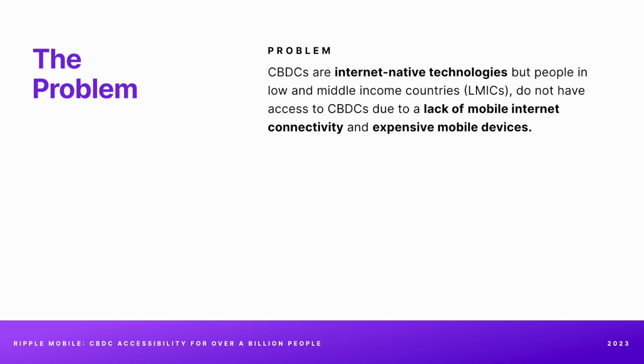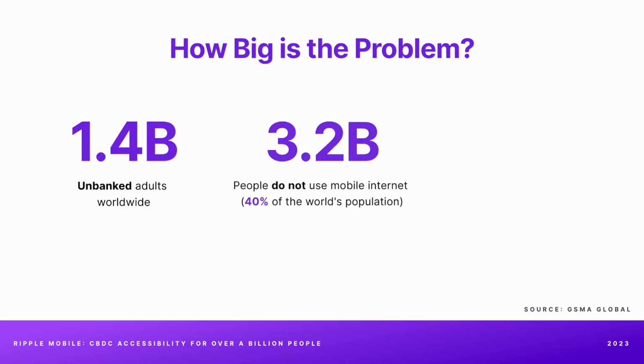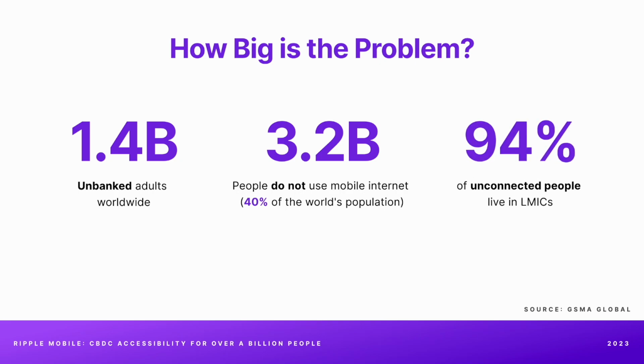CBDCs are internet native technologies, but people in lower middle income countries do not have access to CBDCs due to a lack of mobile internet connectivity and expensive mobile devices. How big is the problem? There are 1.4 billion unbanked adults worldwide, 3.2 billion people do not use mobile internet, and 94% of unconnected people live in low and middle income countries.